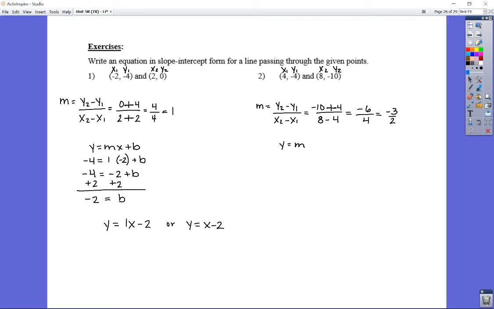Next, we have to substitute into the formula to solve for the y-intercept. I'm going to put in negative 4 for y, negative 3/2 for m, and 4 for x, and solve for b. So negative 4 is equal to negative 6 plus b. In order to get b by itself, we have to add 6 to both sides of the equation. Negative 4 plus 6 is 2, so b equals 2. Lastly, we have to write the equation of the line, so y is equal to negative 3/2 x plus 2.